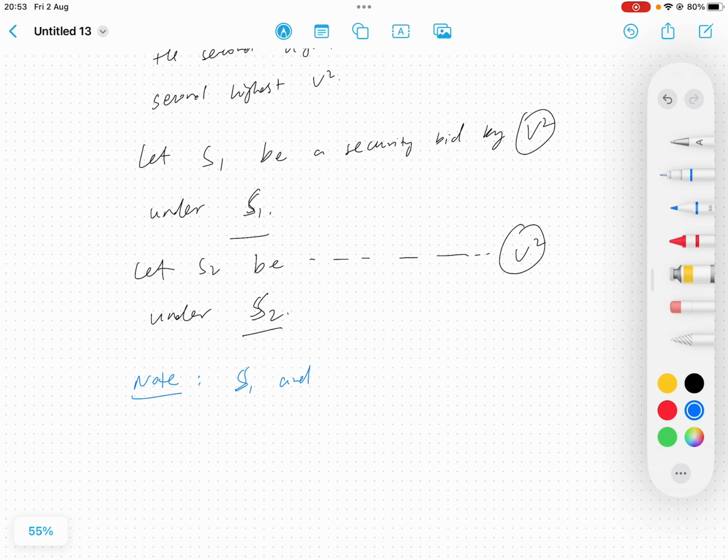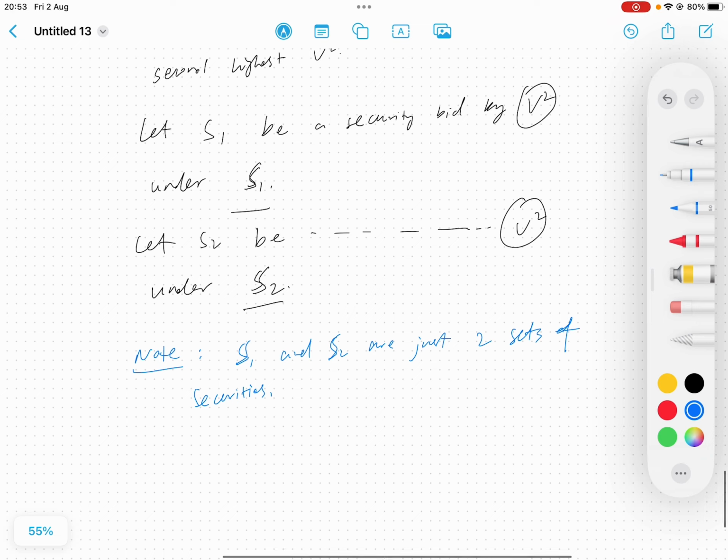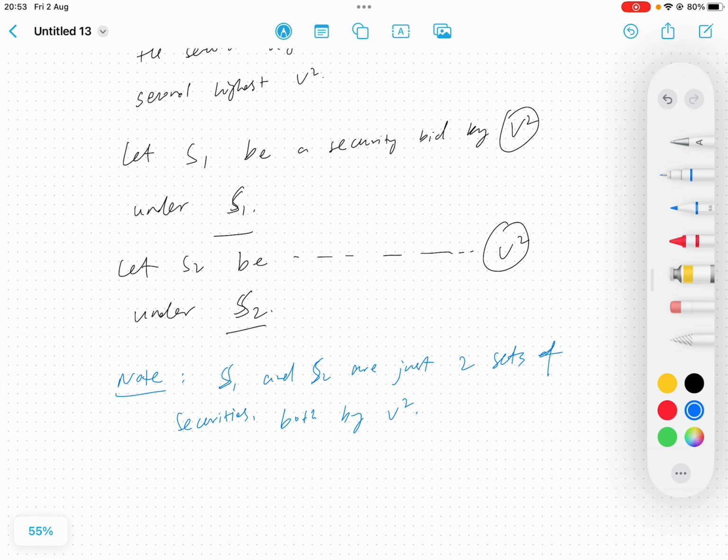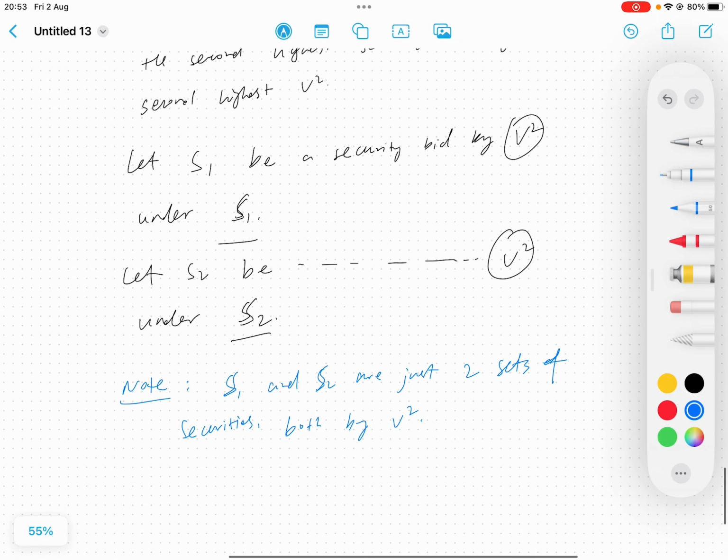S1, S2 are just two sets of securities. Those both are some bids by V2, right? Both by V2. Okay, so there's nothing related with V1. So that's something very important. Students should be very careful about.